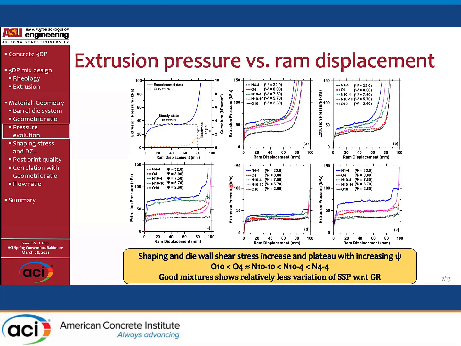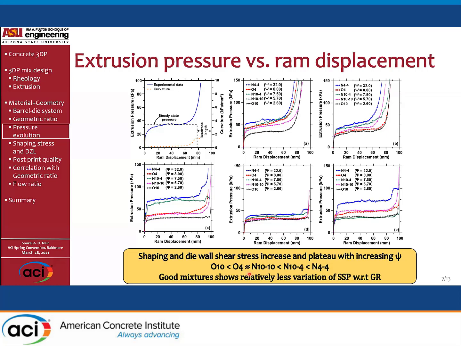We can see that with respect to increasing geometric ratio, your steady state pressure generally goes up. So generally, that's the trend that we see. At the same time, the dead zone length, which is the stagnant portion at the end of the barrel, tends to increase with respect to increasing constraint or the geometric ratio. So in your graphs, the exponential increase portion shifts to the left when you have a higher geometric ratio. Now, the dead zone length is generally characterized using the point where the curvature significantly increases. Now, we generally see that the steady state pressure and the dead zone length increase with the geometric ratio.